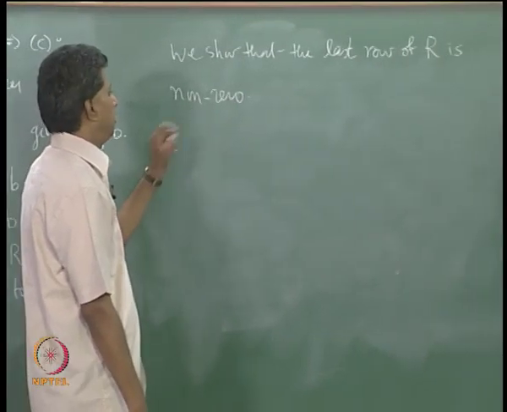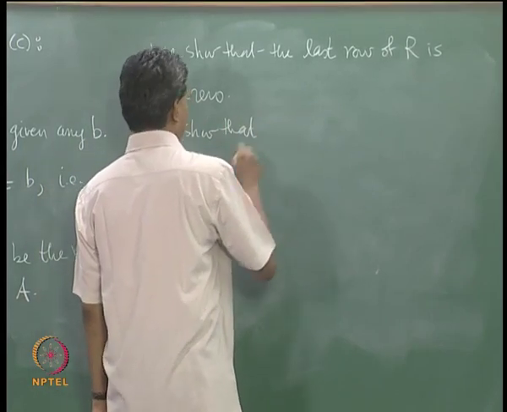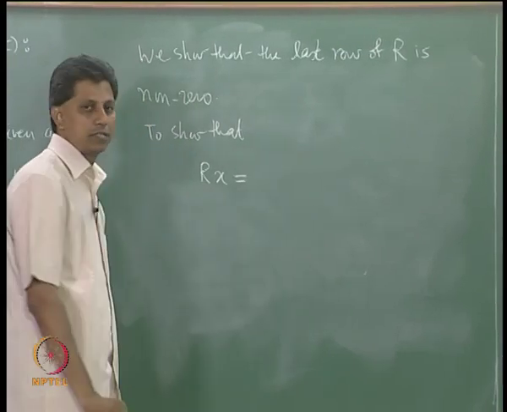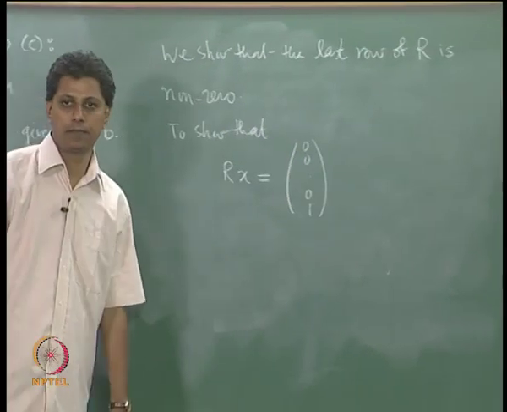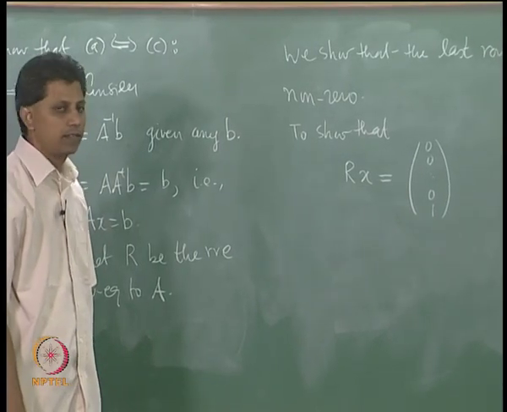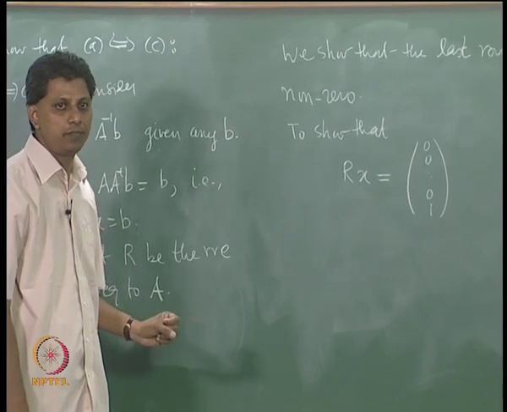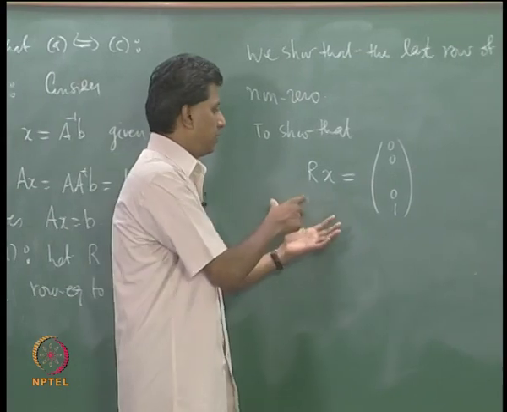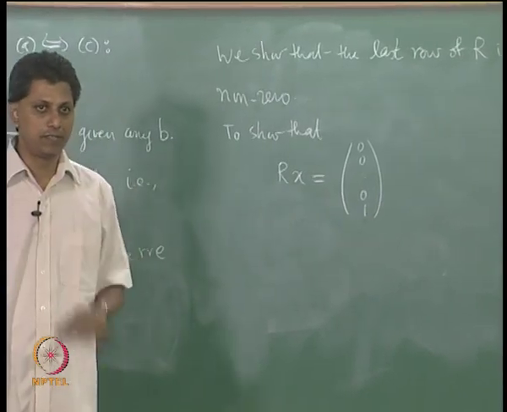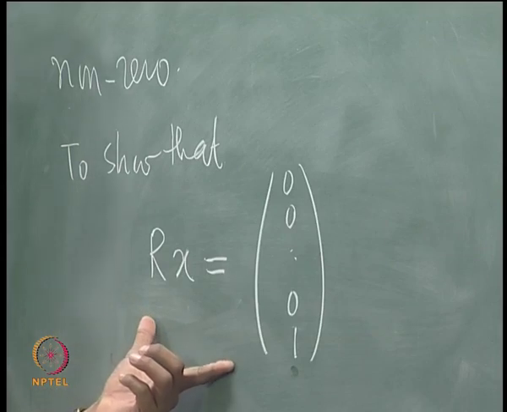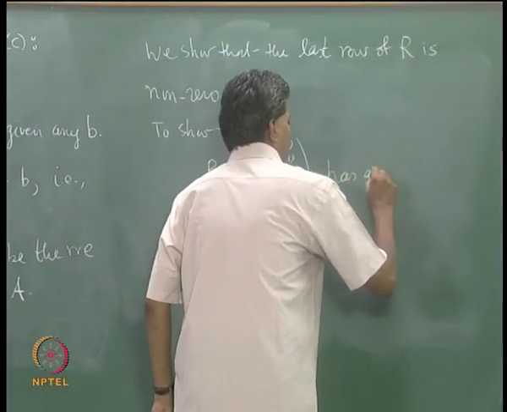To show that the last row of R is non-zero, I need to show that this system Rx equals, I look at a specific right hand side vector. All entries 0 except the last entry, which is 1. If I show that this system has a solution, then it follows that the last row of R cannot be 0, because if the last row of R is 0, then the last row of R into X will give me 0. On the right hand side I have 1, so that is not possible. So if I show that this system has a solution X, then it follows that the last row of R is not 0.